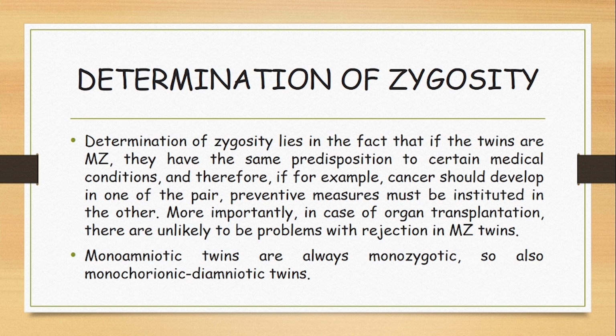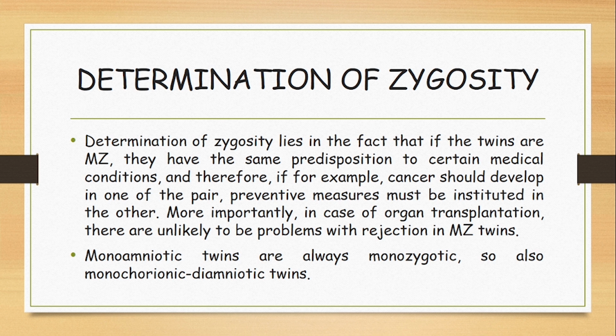Determination of zygosity lies in the fact that if the twins are monozygotic, they have the same predisposition to certain medical conditions. Therefore, if, for example, cancer should develop in one of the pair of twins, preventive measures must be instituted in order to detect cancer in the other. More importantly, in case of organ transplantation, there are unlikely to be problems with rejection immunity. That's one of the advantages. If one has to do a renal transplant or a liver transplant in one of the pair, and they have to use the organs of the other, rejection is unlikely.